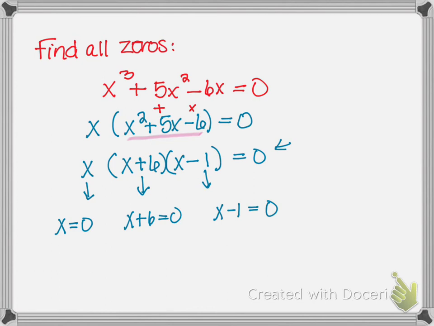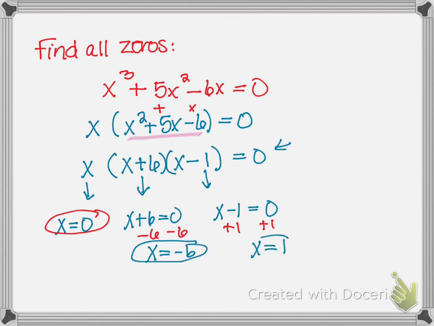So I know that one of them I already got, x equals 0. Okay, so that one's already done. This one I just have to subtract 6, and I find out that x equals negative 6. And then with this one, I just have to add 1, and I find out that x equals positive 1. So here are my three solutions: 0, negative 6, and 1.